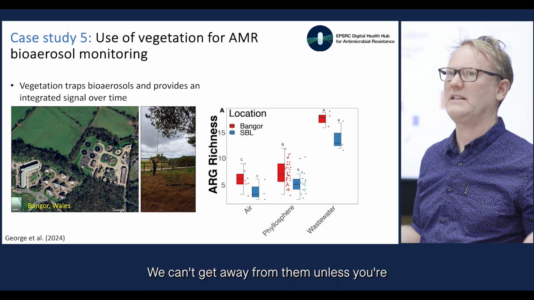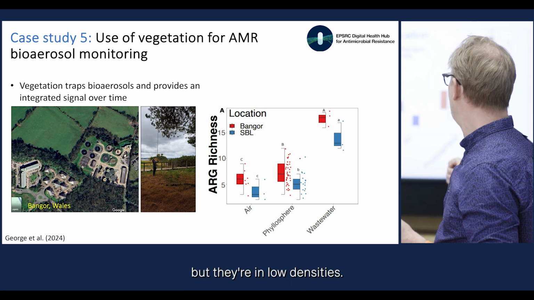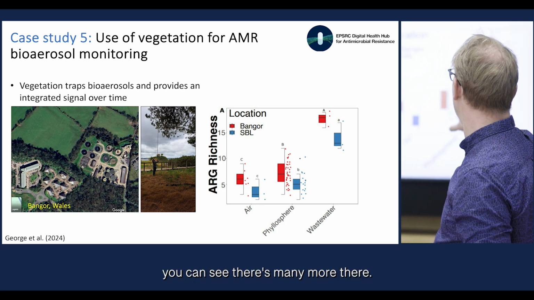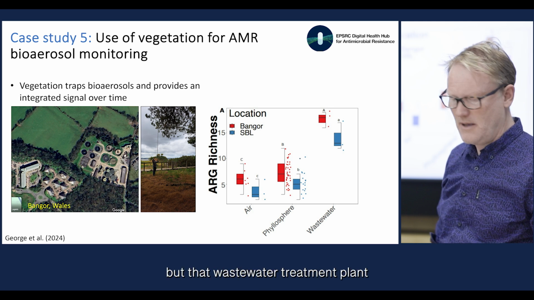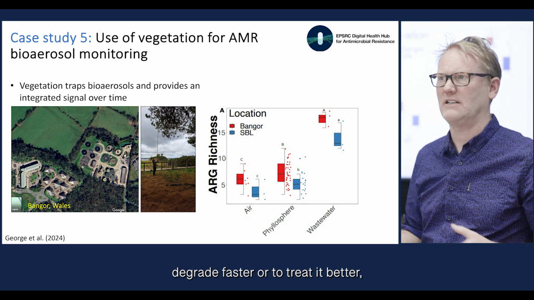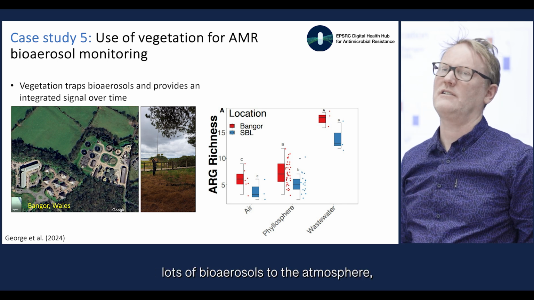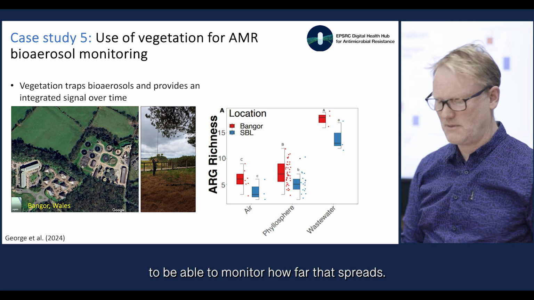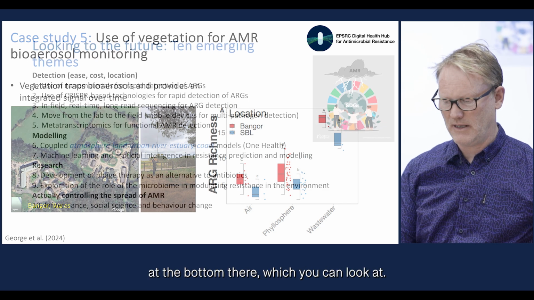We can't get away from them unless you're wearing a mask all the time. So they're out there, but they're in low densities. If you look on the phyllosphere, which is the scientific term for the leaf surface, you can see there's many more there. And the wastewater's obviously got a huge richness of antimicrobial resistance genes. But at that wastewater treatment plant where they have these aeration systems, to make the wastewater degrade faster or to treat it better, you aerate it. So as you're doing the aeration process, you're releasing lots of bioaerosols to the atmosphere, which has the potential to contaminate the wider environment. And you can use the trees to monitor how far that spreads. And there's a paper that's just come out from Paul George at the bottom there, which you can look at.